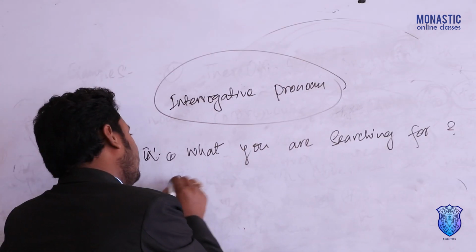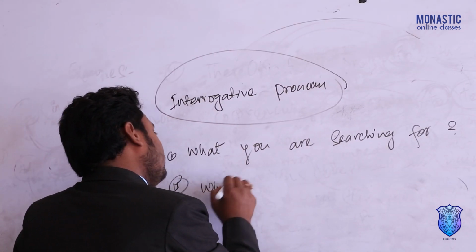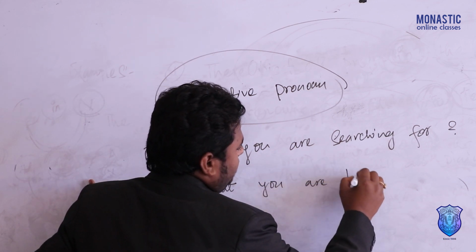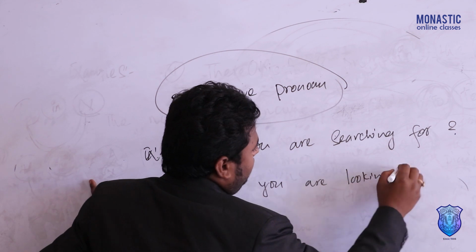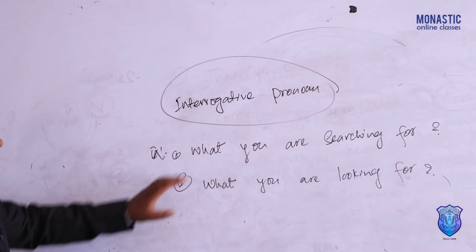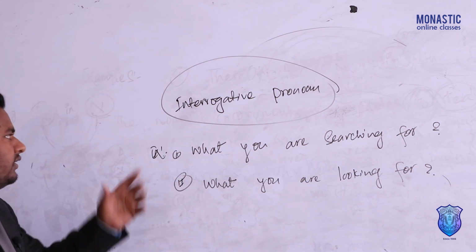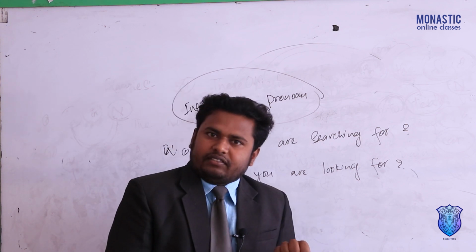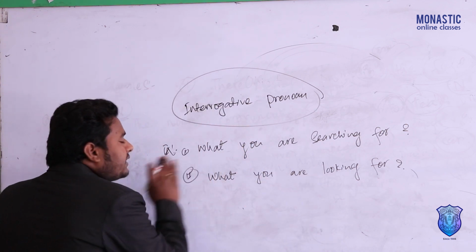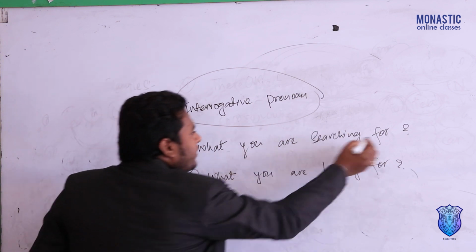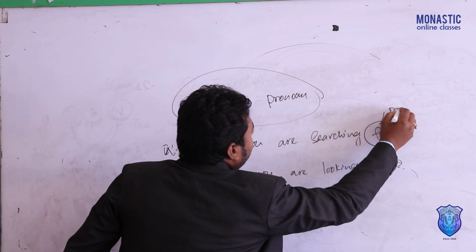Number 2, what you are looking for. Dear students, we can see this what and what. These are the interrogative pronouns which help us to ask questions. So, in the first example, what you are searching for, you can see for is our preposition.